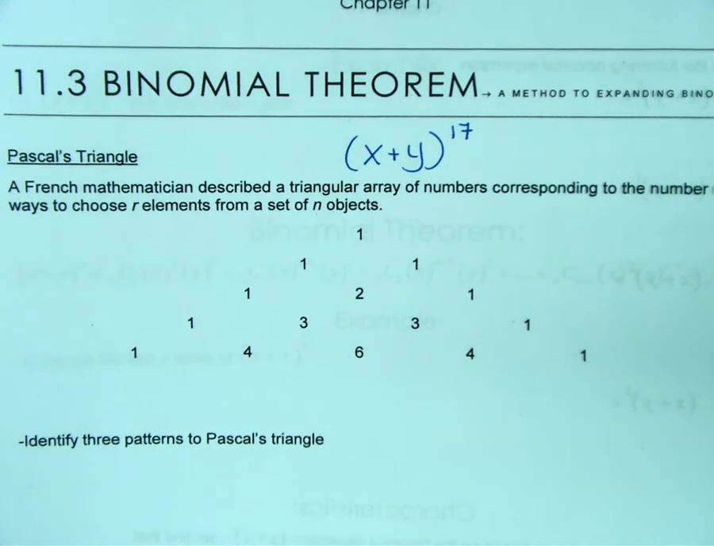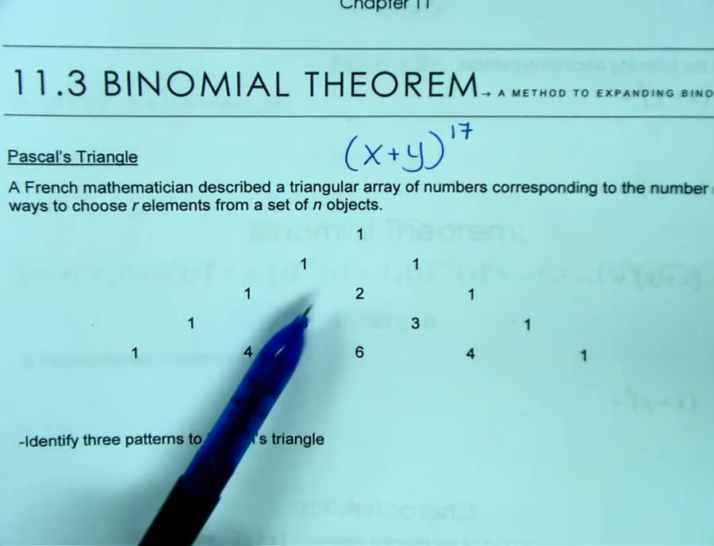Okay, so that's what the binomial theorem does. It helps us do this faster. So the link to Pascal's triangle is that the coefficients in the binomial expansion follow this pattern.